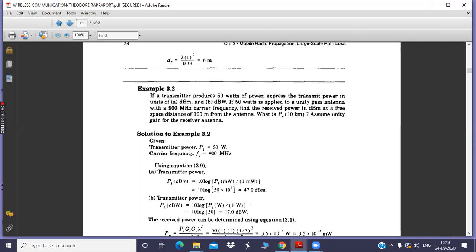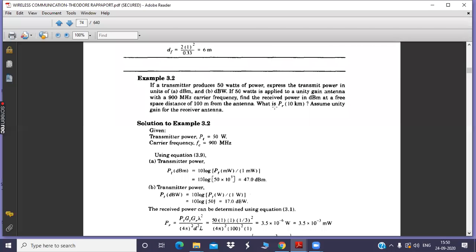D0, sir. No, D0, I told you. What is D0? D0 is the reference point, isn't it? D0 can be called a reference point. Now, again, D0 should be greater than your Fraunhofer distance. Here you are asked to find the received power at 100 meter initially, then that can be considered as D0 later. After estimating the power at 100 meter, we can consider that as a reference point, and then we will be able to find the power at a very large distance, probably at 10 kilometer later.